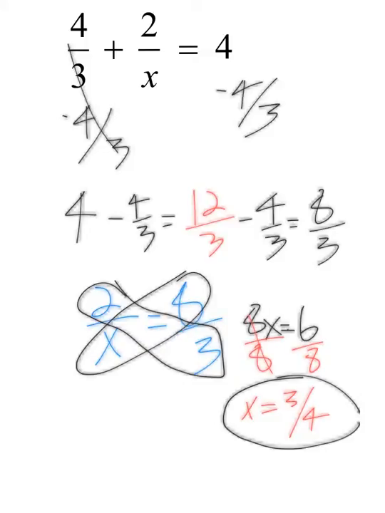Okay, so for this one, I did the same process as I did the first method. I got the 4 over 3 to the other side, and 4 minus 4 over 3. Well, let's get the least common denominator, okay? What number divided by 3 equals 4? 12 divided by 3 equals 4. So I turned 4 into 12 over 3. So 12 over 3 minus 4 over 3. That's just 12 minus 4 over 3. That's 8. 8 over 3. So I have now 2x equals 8 over 3. Cross multiply and divide, and you get 3 over 4.